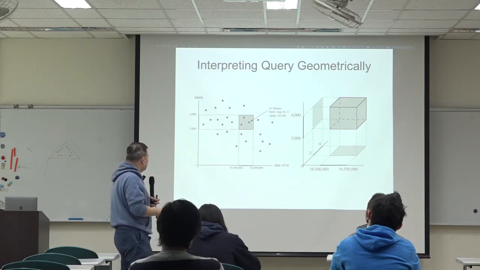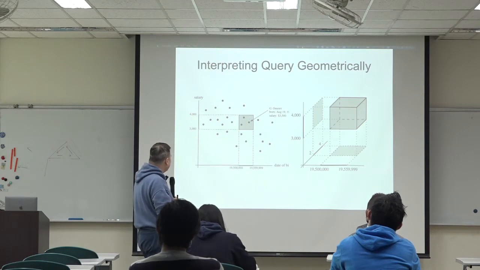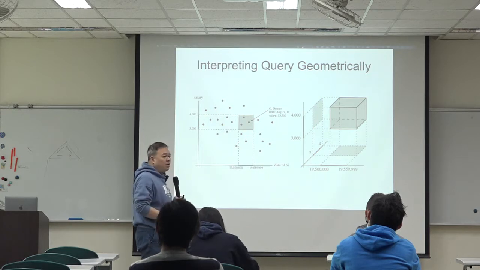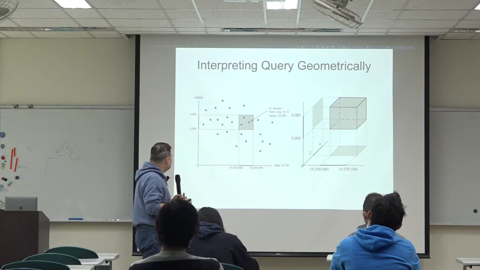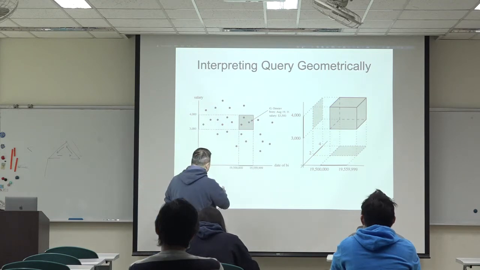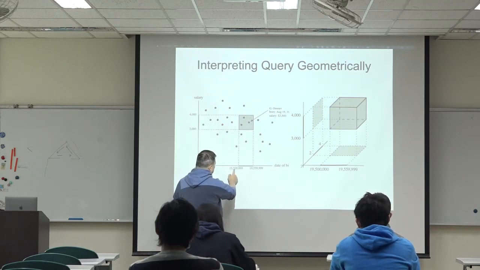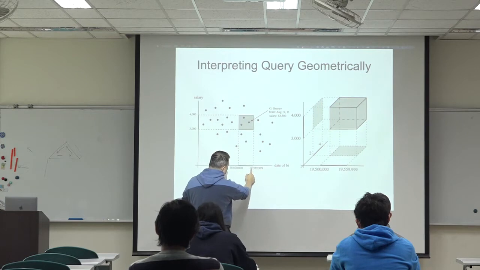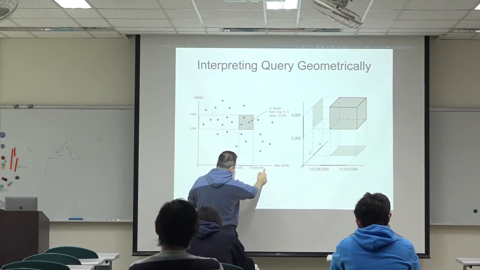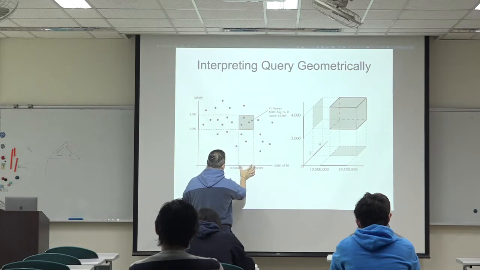Okay, for example, we want to find all the employees who were born from 1950 to 1955. So that is why the range is from 1950,0000 to 1955,9999, because this is the range that we want to search.